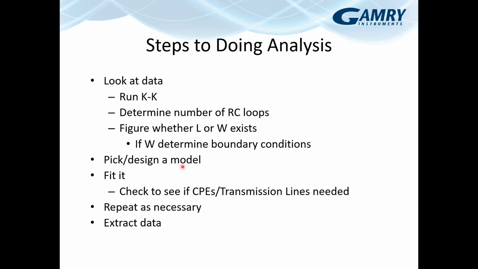From that point, you pick and design a model, you fit it, check to see if you need CPEs, transmission lines, another complex element. I will say in almost all real systems, you will need to substitute a constant phase element for your capacitor, for your double layer capacitance, for your coating capacitance. Any capacitance that you have in there is probably going to need to be substituted for a CPE. And then this is an iterative process. You fit, you see how things look, and repeat if you need to. And in the end, you can extract data, resistance values, capacitance of the cell, things like that.